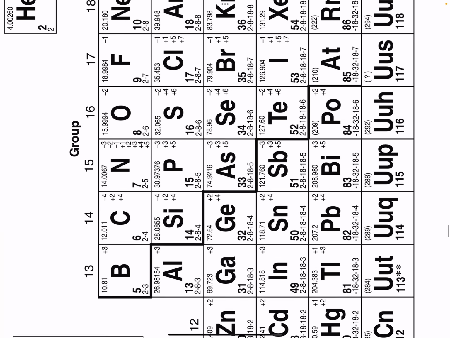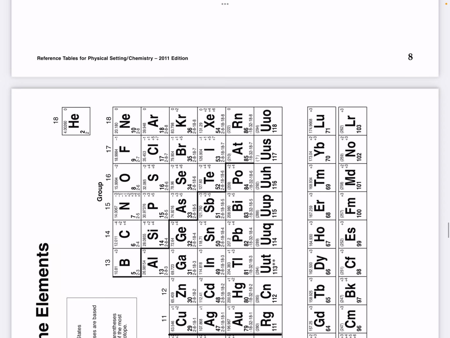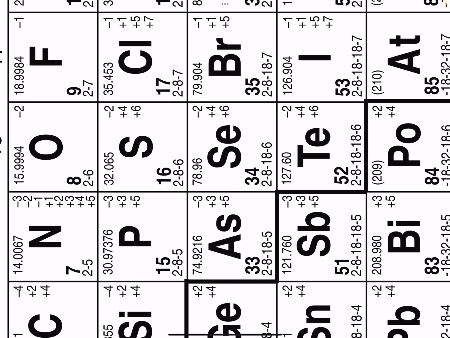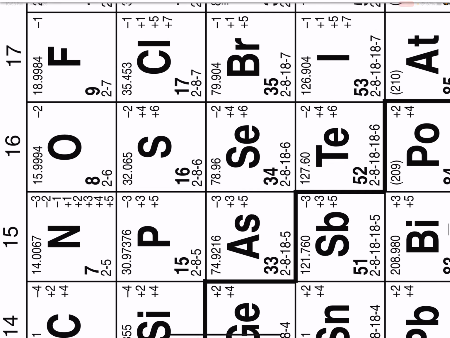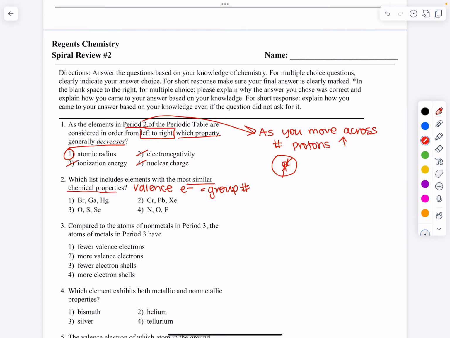N, O, and F, those are in the same period. It's not the same period that has the same properties as the same group, because it's the same number of valence electrons. Oxygen, sulfur, and selenium all have 6 valence electrons. So it's choice 3.